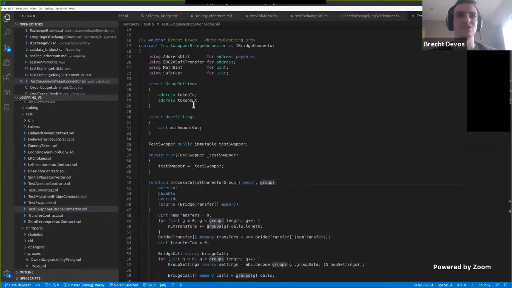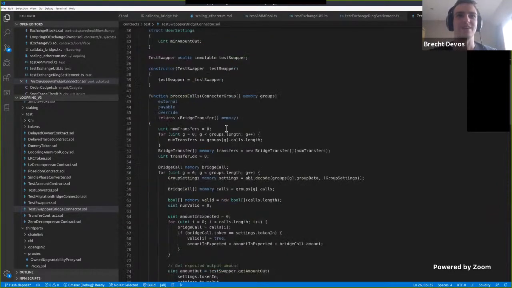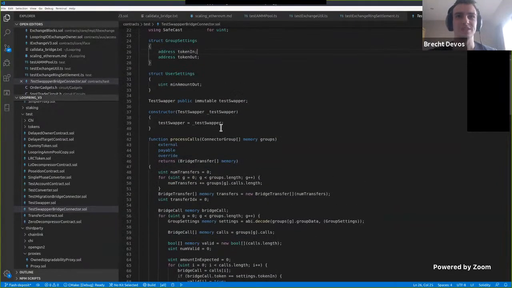So the group is just the AMM that the user wants to interact with. If it's ETH against LRC, then this would be the group, and all the users that want to do this ETH LRC swap are aggregated together in this group.